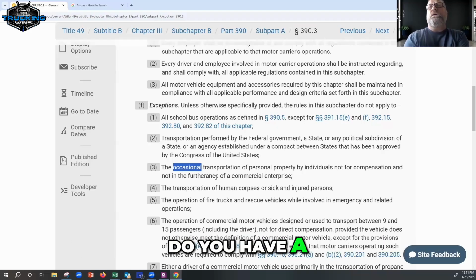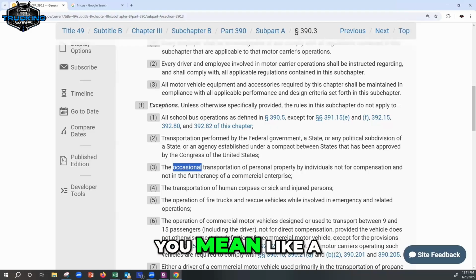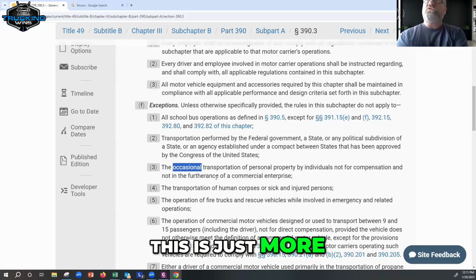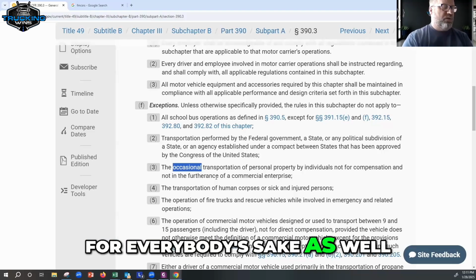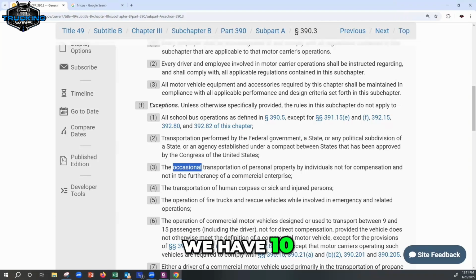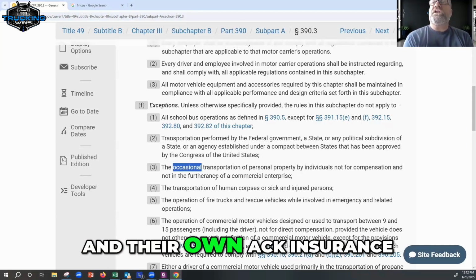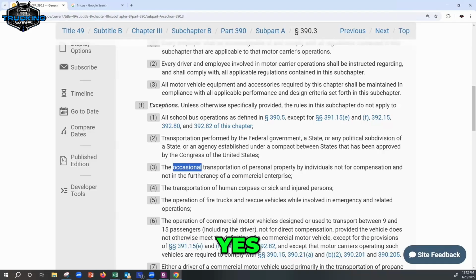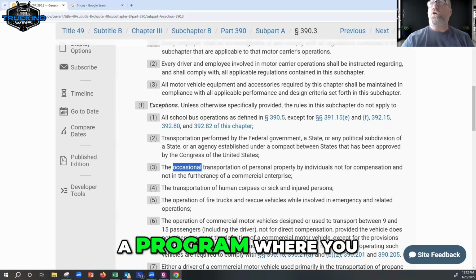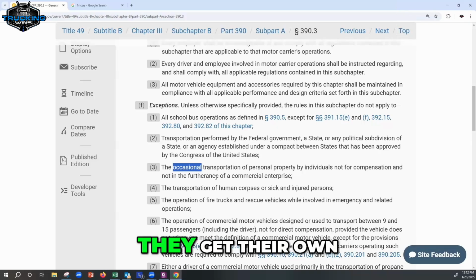Then, Mike, do you have a program for the non-trucking liability with him? You mean like a binder, to show who he's got? No, this is just more of an insurance discussion for everybody's sake as well. How many owner operators do you have? We have 10. Do they have their own bobtail, their own physical damage, and their own occupational accident insurance? Yes or no? Yes, yes. Do they go get it on their own, or do you have a program where you provide it to them at a discounted rate and you manage it? No, they get their own.